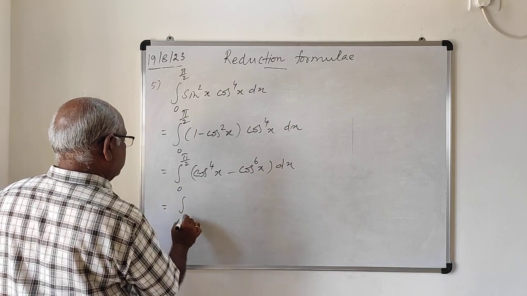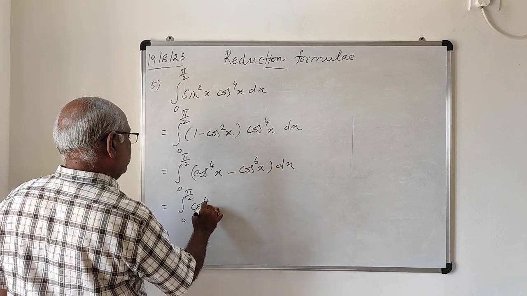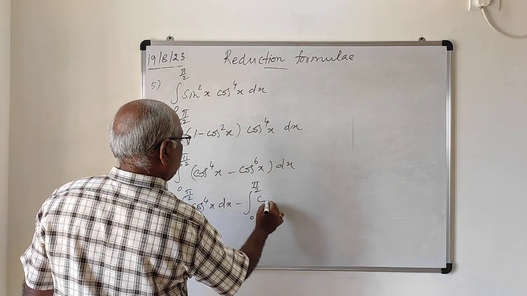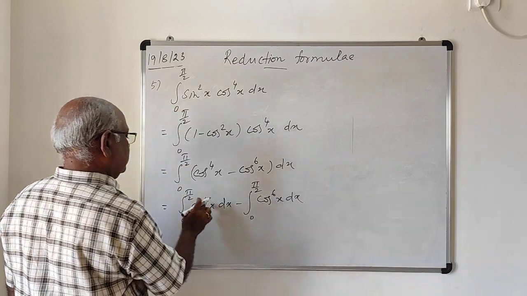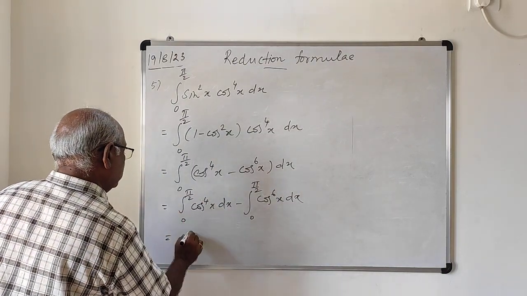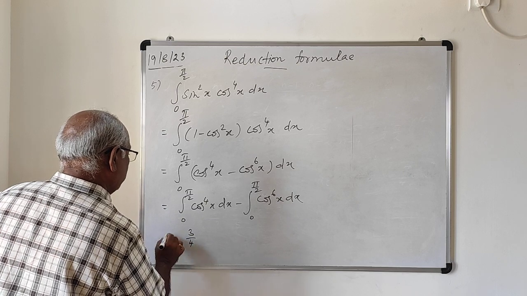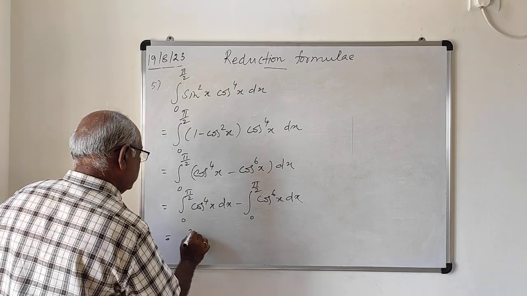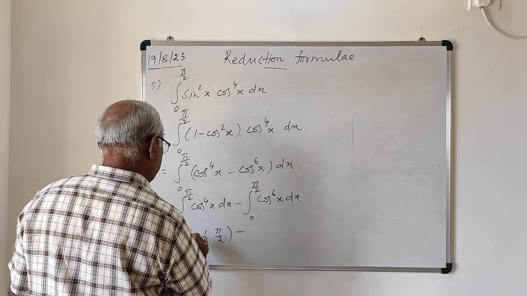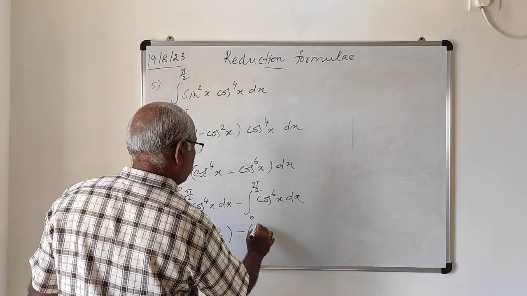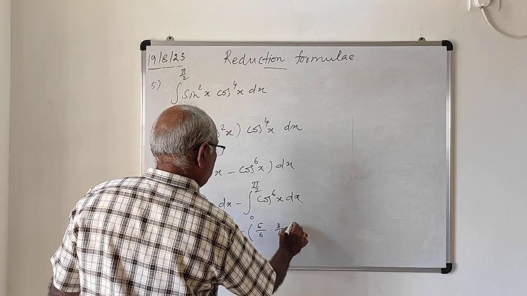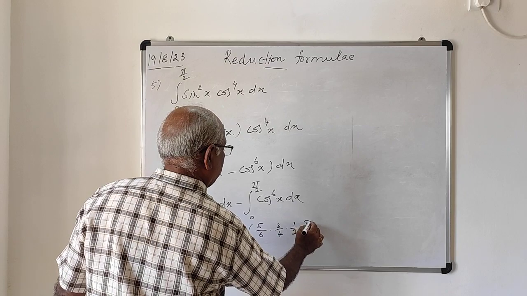This can be split into 2 integrals: 0 to pi by 2 cos power 4x dx minus integral 0 to pi by 2 cos power 6x dx. In both the cases, n is even, here n is 4 and here n is 6. Our standard result, n minus 1, 4 minus 1, 3 by 4. Our first result is 3 by 4 into 1 by 2 into pi by 2, because it is even, minus for this integral, 6 minus 1, 5 by 6, 3 by 4, 1 by 2, into pi by 2.